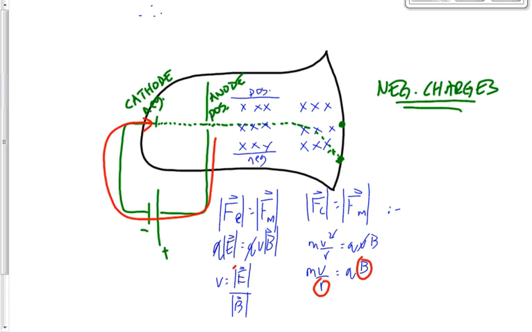Thompson knows what E is. He put it in there. Of course he knows what its value is. He knows what B is. He introduced it. He knows what the value of B is. From that, he can calculate V.